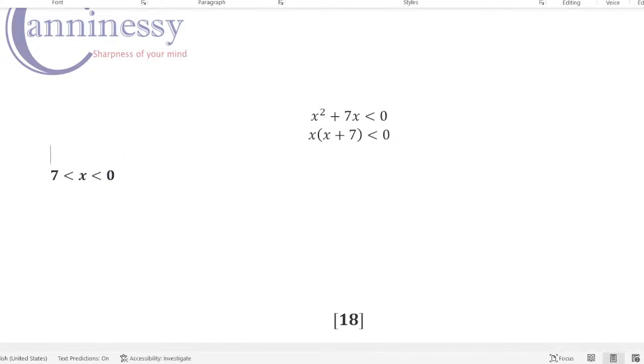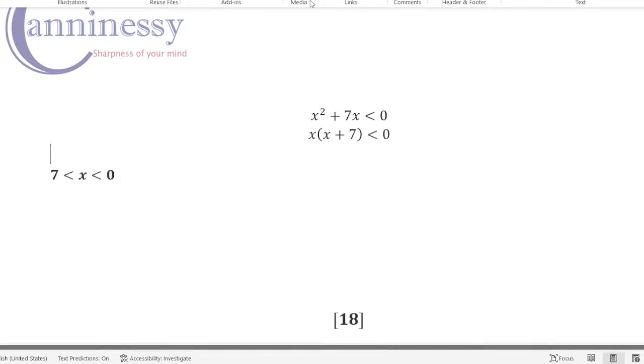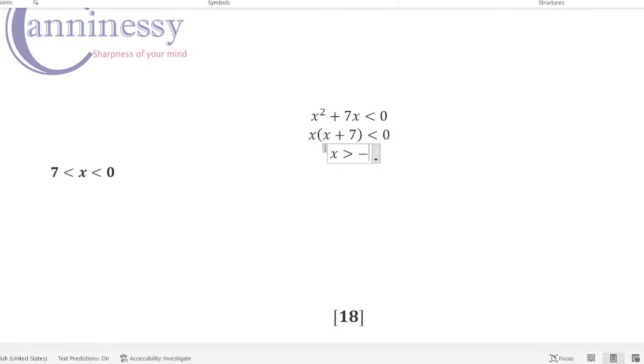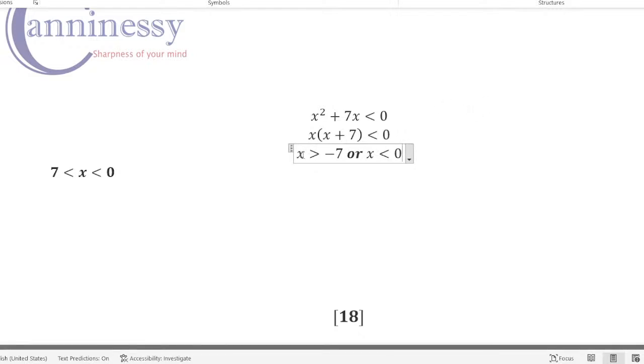Okay, let's explain further. So here I'll say x is greater than negative 7, right? X is greater than negative 7, or x is less than 0. So if you say x is greater than negative 7 or x is less than 0, you can write it in a simple form, in the proper form.